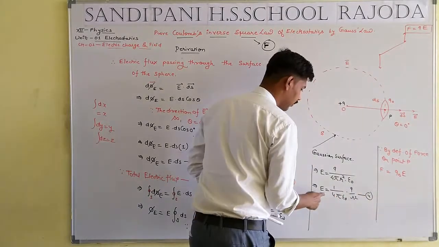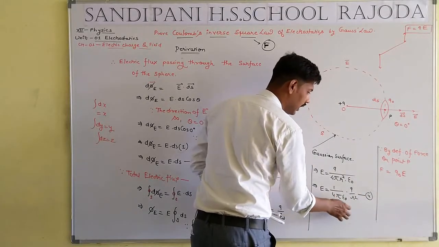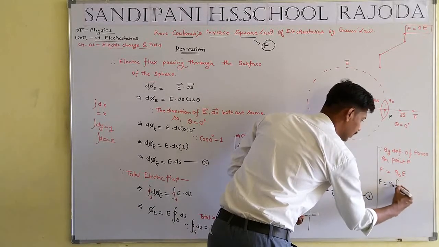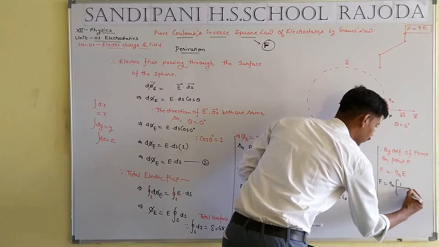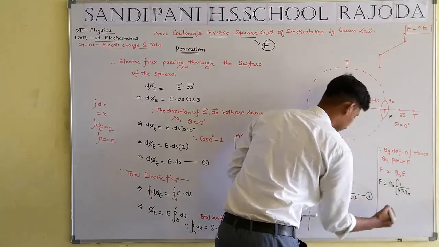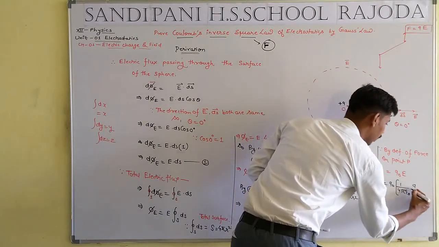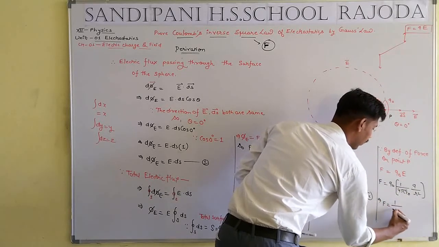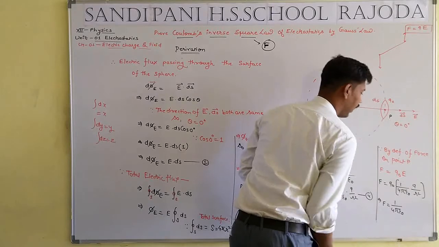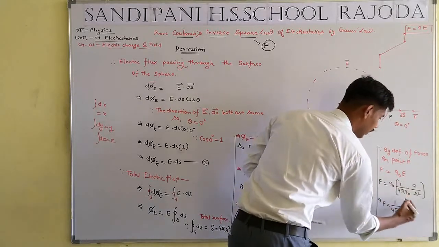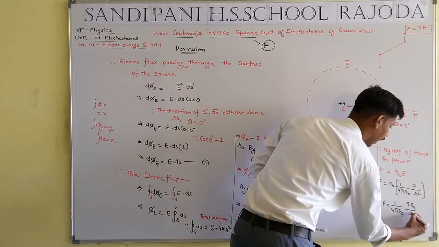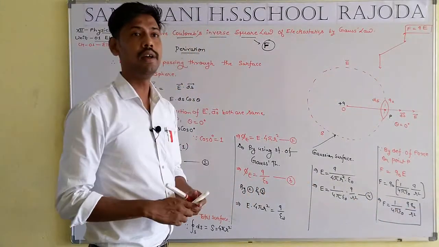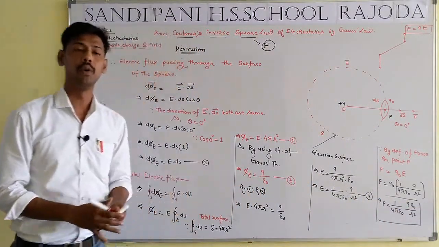Now putting the value of E by using equation number 4, we get F equal to Q0 E, where E is equal to 1 upon 4 pi epsilon naught Q by R square. Simply, F will be equal to 1 upon 4 pi epsilon naught Q Q0 by R square. That is the final statement.